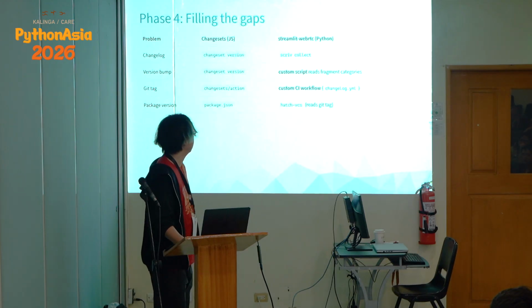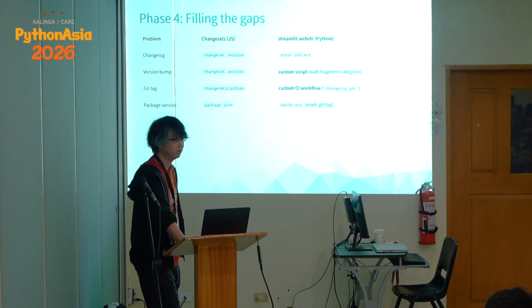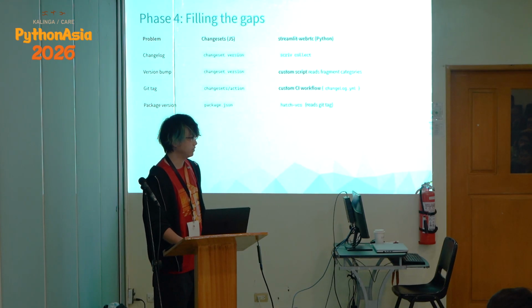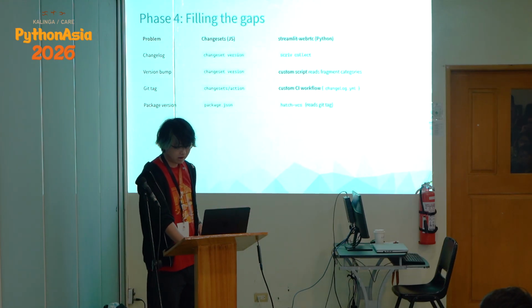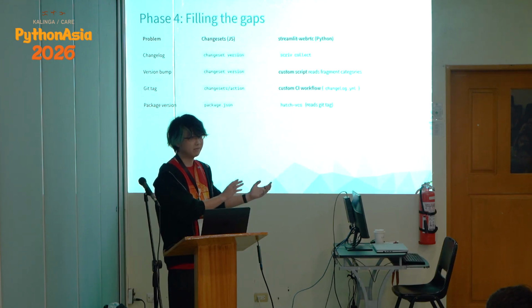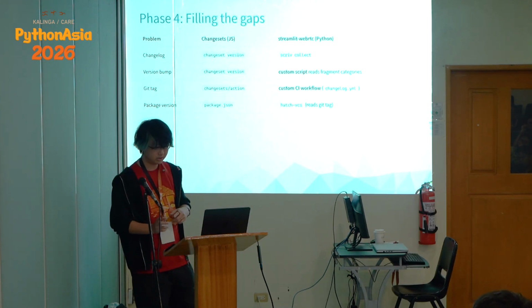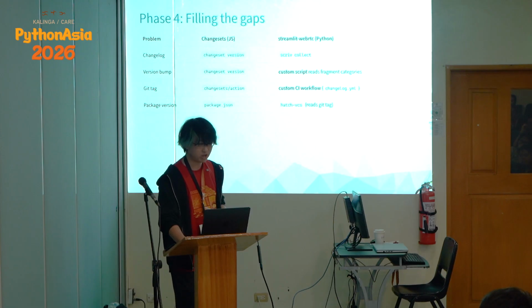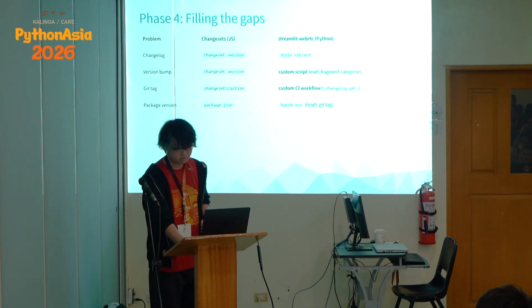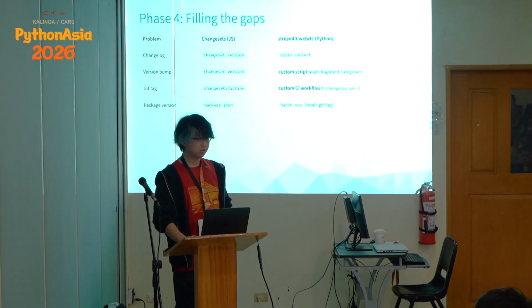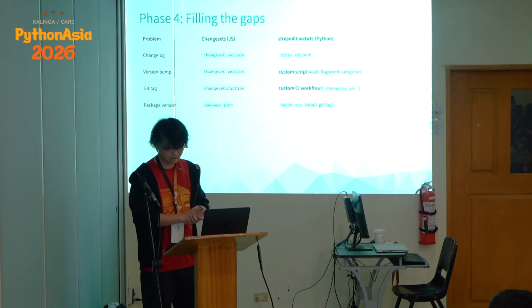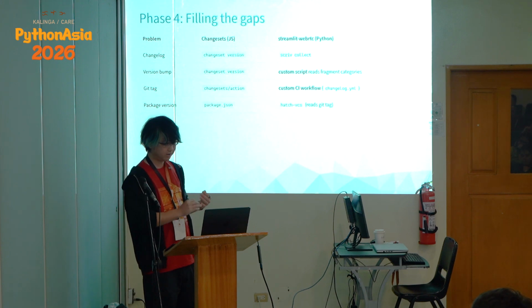But there are still some gaps we have to fill in the case of Scribe or even Town Crier or things like that. So a changeset covers everything. Changeset is a JavaScript framework that covers everything. But Scribe only does changelog generation. But in my case, I wanted to do more things. So I wrote two new things by myself.